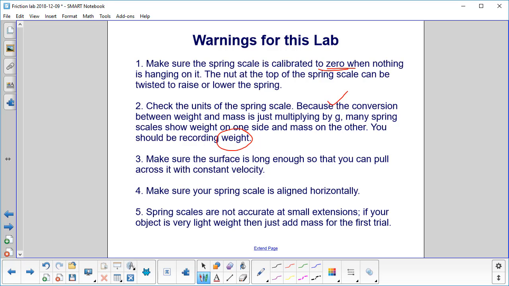Ensure your spring scale is aligned horizontally. You want all the force in the X direction. You don't want anything going in the Y direction. Spring scales are not accurate at small extensions. If your object is very lightweight, then just add mass for the first trial.